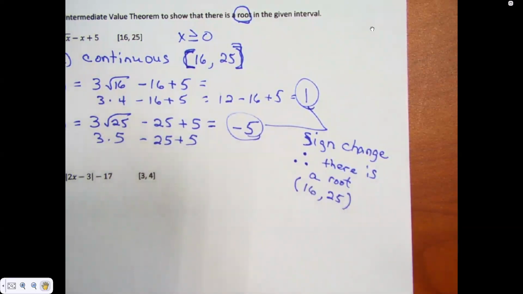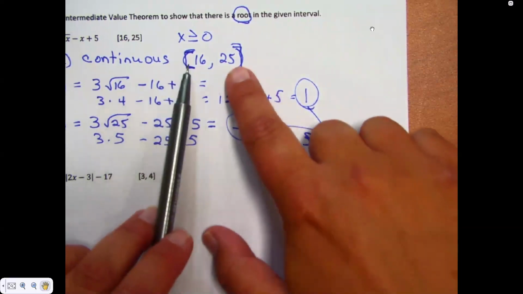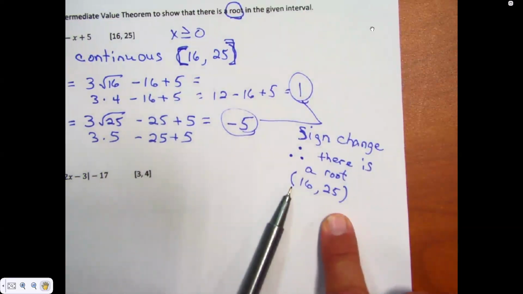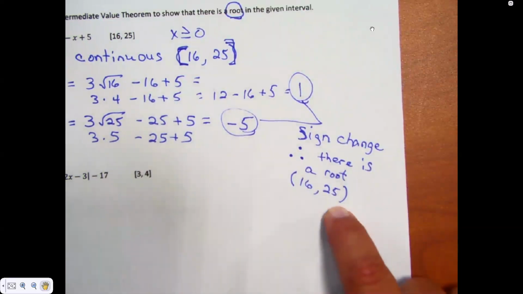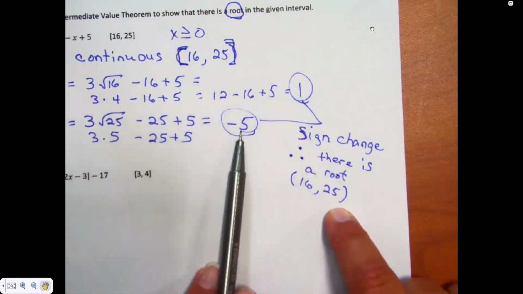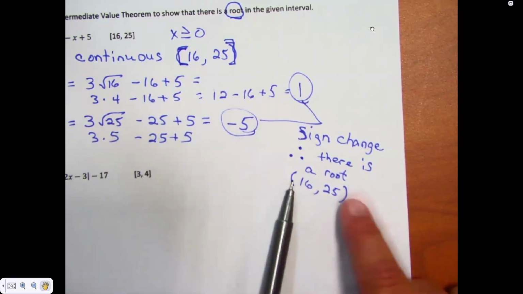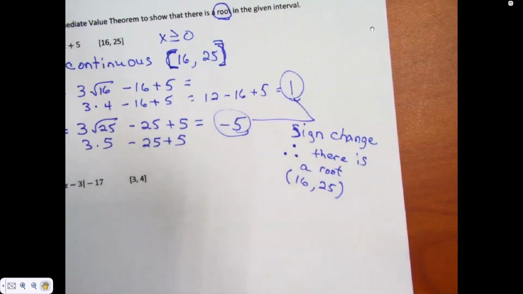And now I can actually change it from brackets to parentheses, because a root means it's 0, and I know at 16 it was 1, and at 25 it was -5. So I know that it's not even a 0 at 16 or 25. I know it's literally in between those 2.